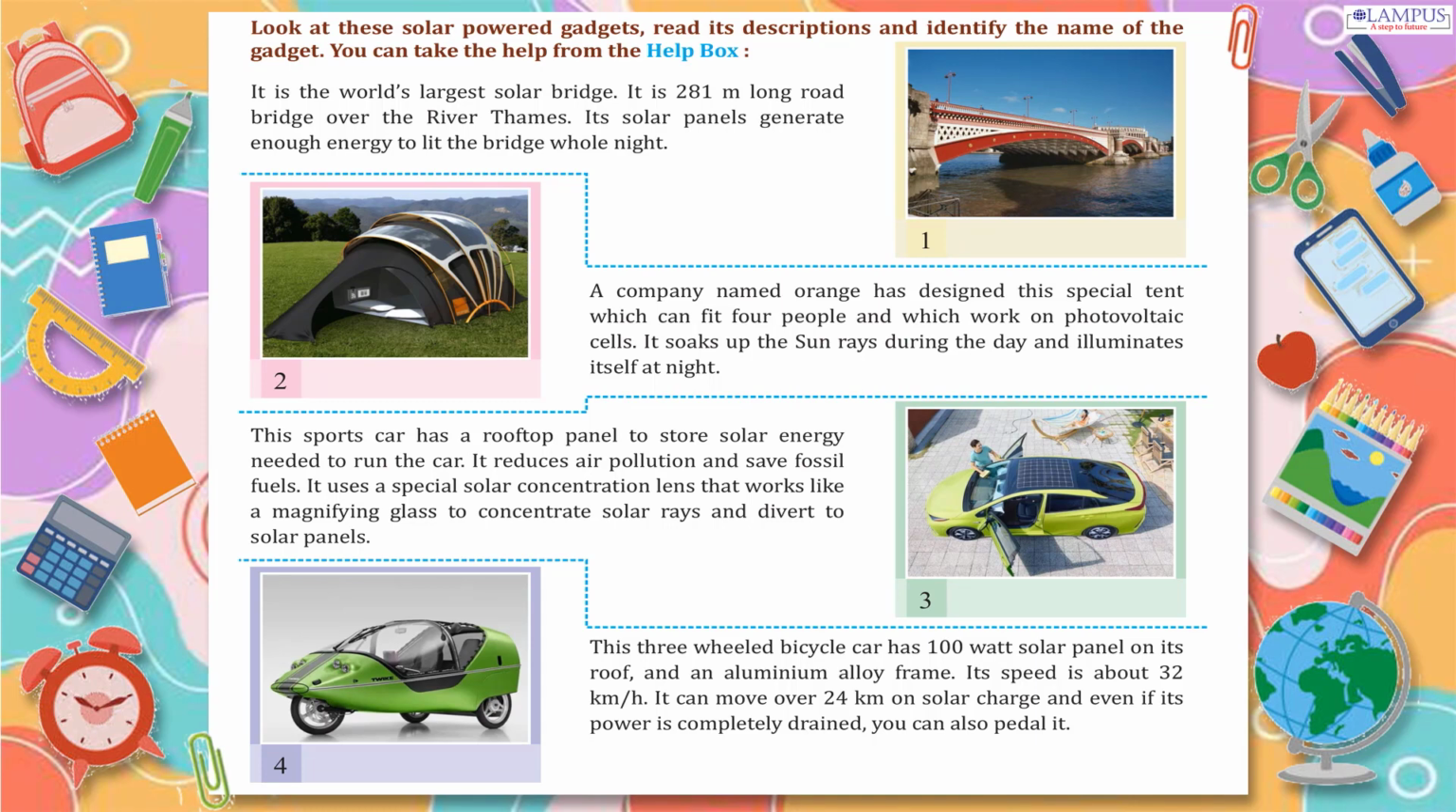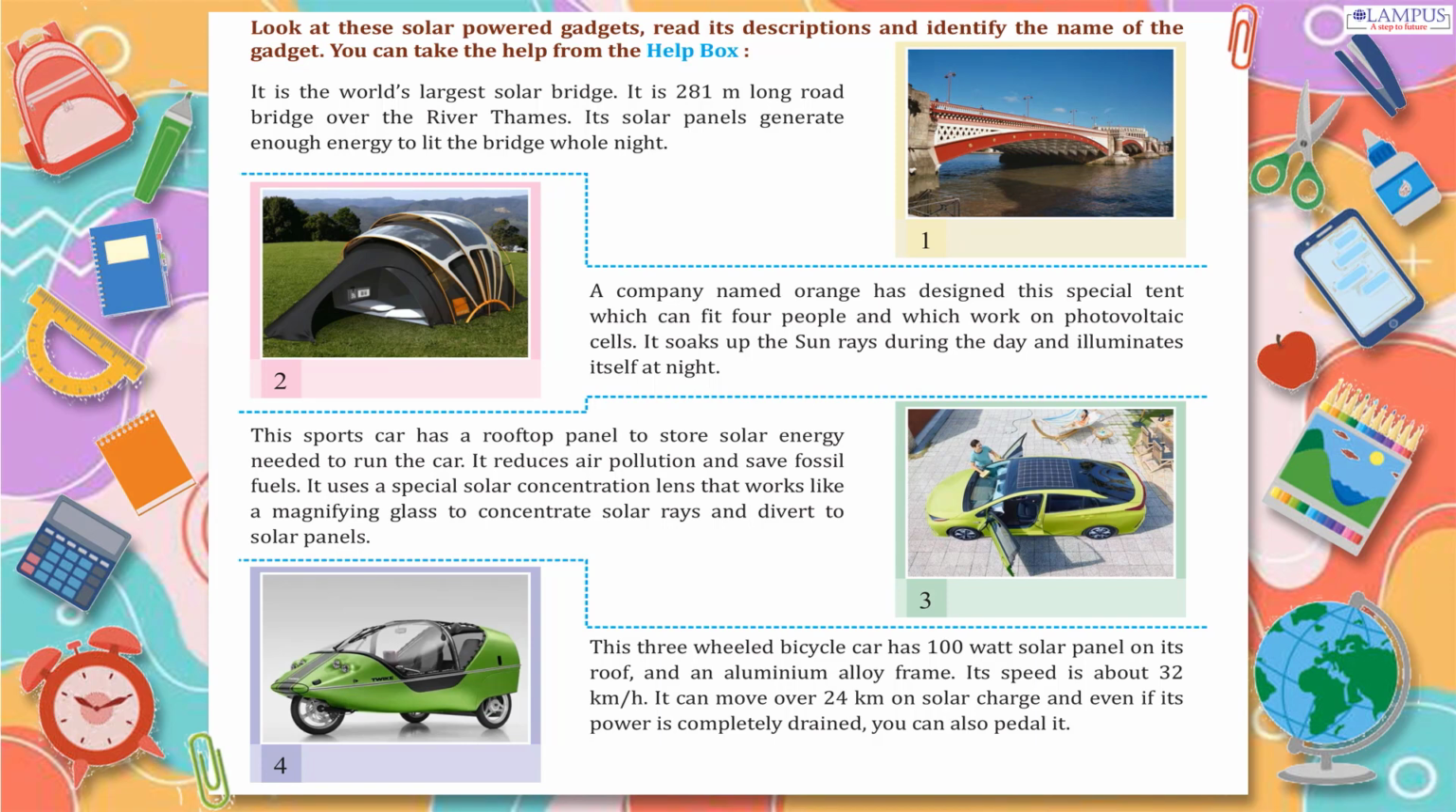1. A company named Orange has designed this special tent which can fit 4 people and which works on photovoltaic cells. It soaks up the sun rays during the day and illuminates itself at night. 2. This sports car has a rooftop panel to store solar energy needed to run the car. It reduces air pollution and saves fossil fuels.